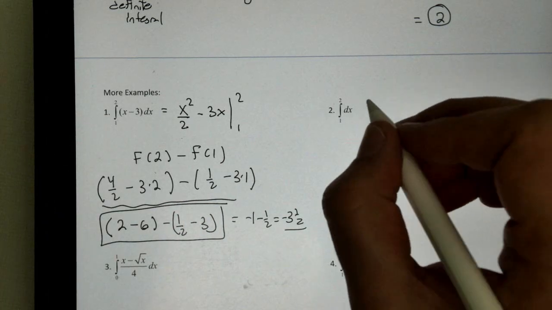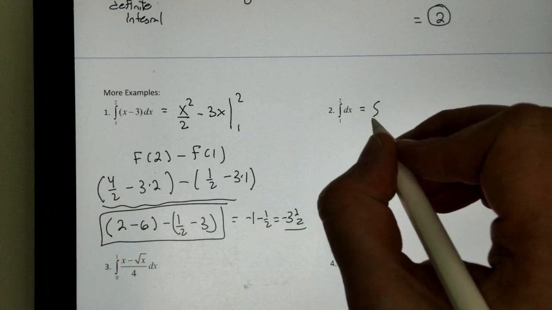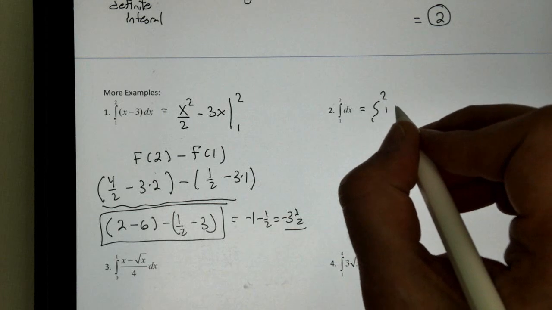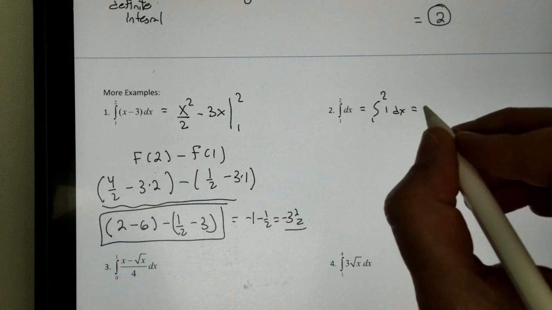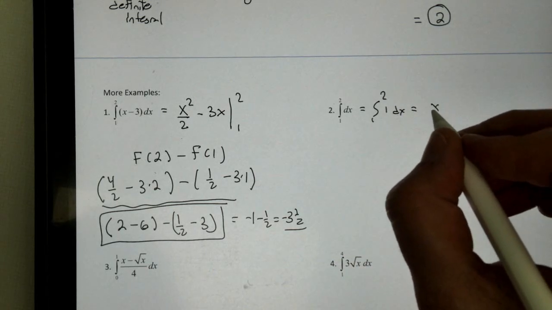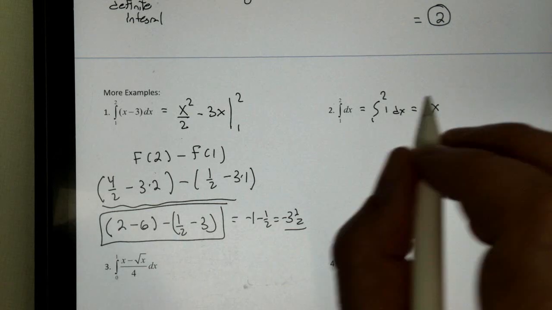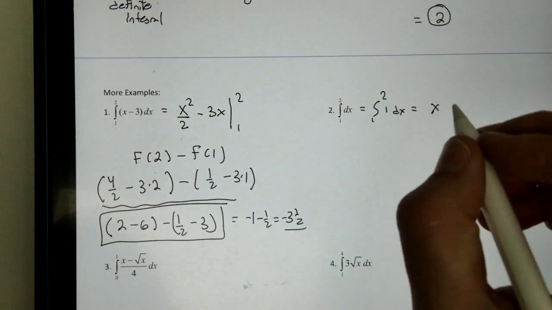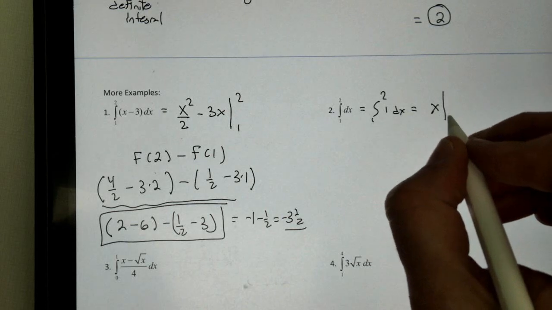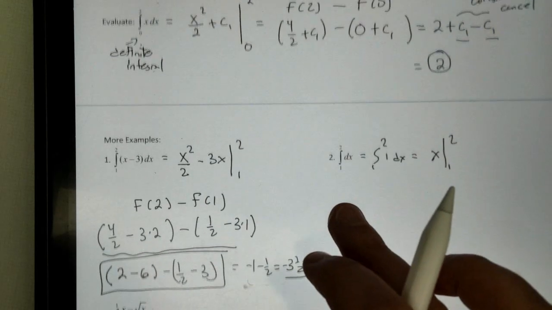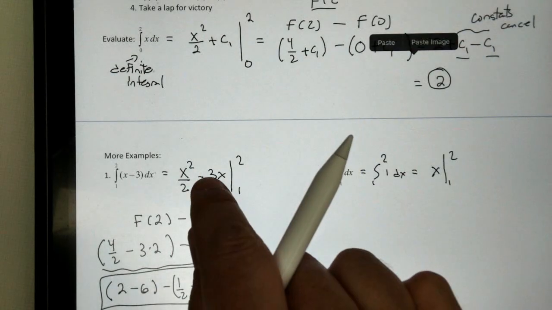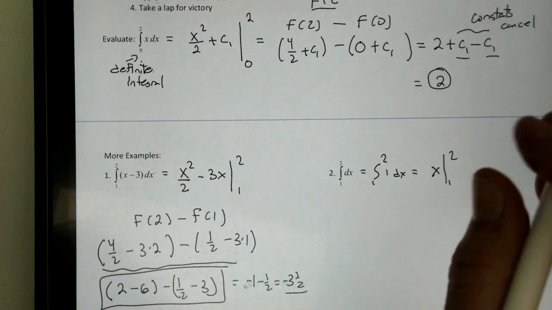So let's try number 2 here. Now remember, for number 2, there is really a 1 here. So if we integrate it, this becomes just x. Now notice what I didn't do here. I didn't put my plus C1. Why don't I put my plus C1? Because the C1s are going to cancel. And that's why I don't have my C1 right here.